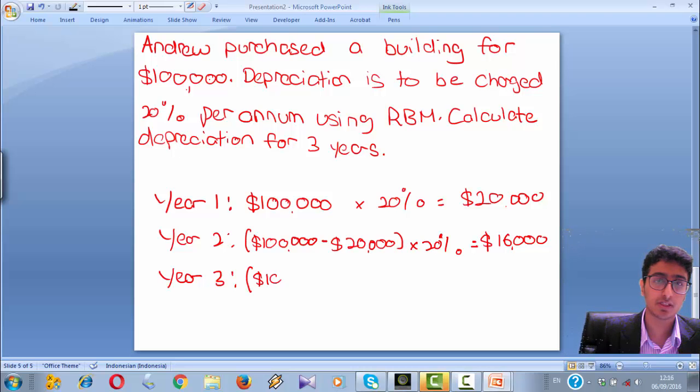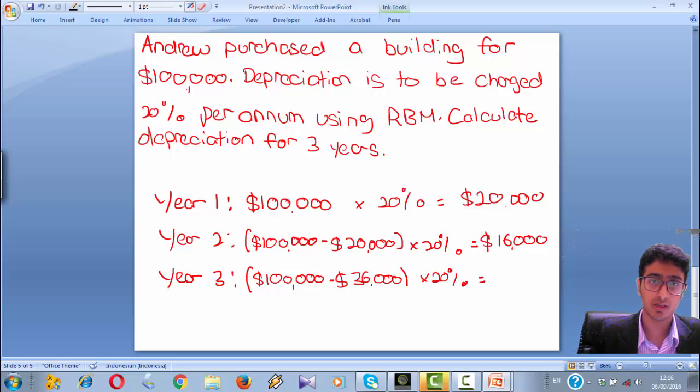We will have $100,000 as our cost. And what will be our accumulated depreciation in year 3? We first have a depreciation of 20,000 in year 1. And in year 2, we have a depreciation of 16,000. That means now my accumulated depreciation is $36,000 times 20%, and that will be our depreciation for year 3, which becomes to $12,800. Okay.